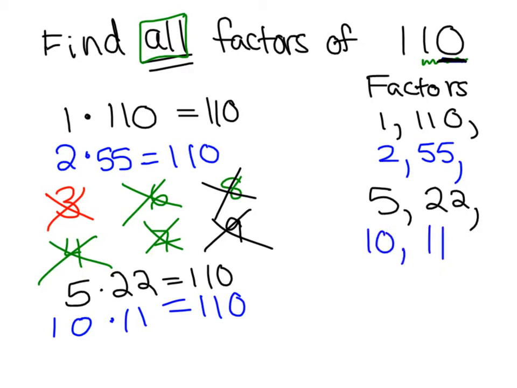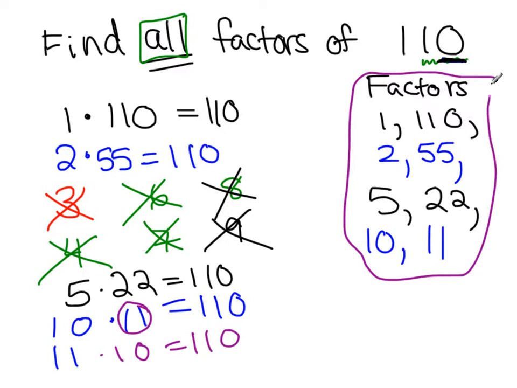And now let's see. What's after 10? 11. Ooh, this sounds familiar. I think we already did that. We said 11 times 10 was 110. Well, I don't need to repeat myself. I must have found all factors then. So in order to find all factors, you must start to repeat yourself when you're listing off your factors. As soon as you repeat yourself, you can stop. You found all of them.